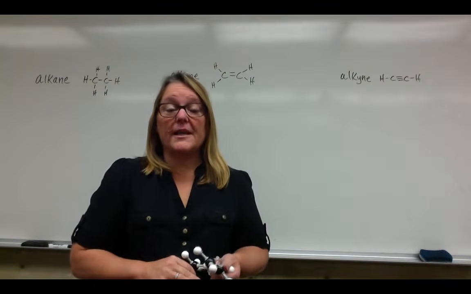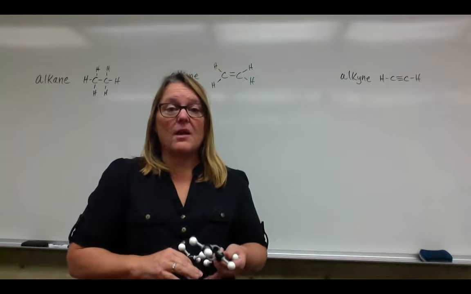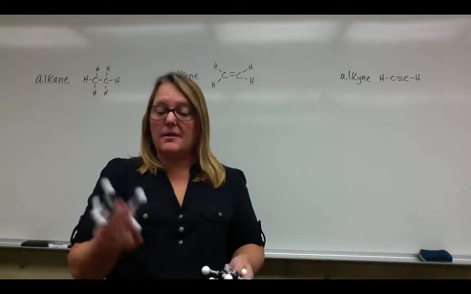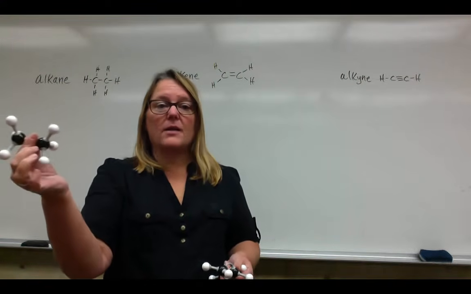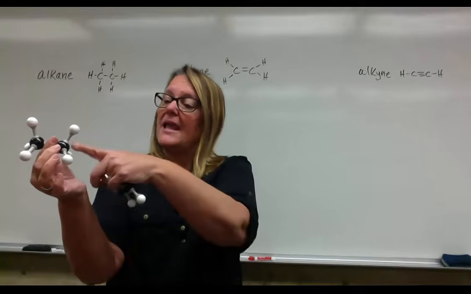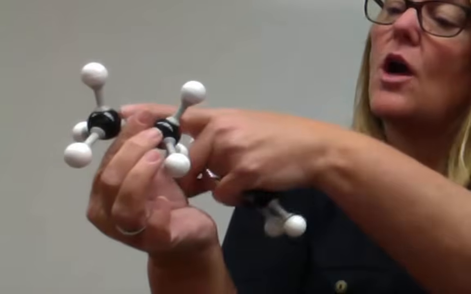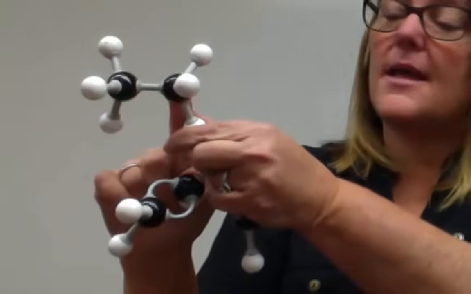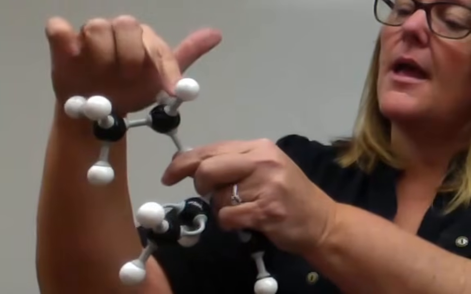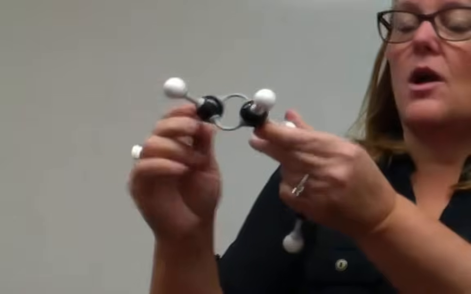Hi, I want to go over molecular orbital pictures with alkanes, alkenes, and alkynes. So here's my model of an alkane. I have ethane specifically, with 2 carbons and 6 hydrogens. Carbon-carbon single bond. The carbon is sp3 hybridized. And an alkene is a carbon-carbon double bond.